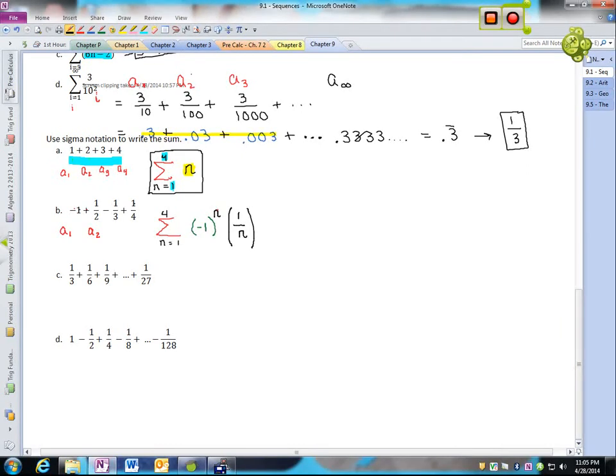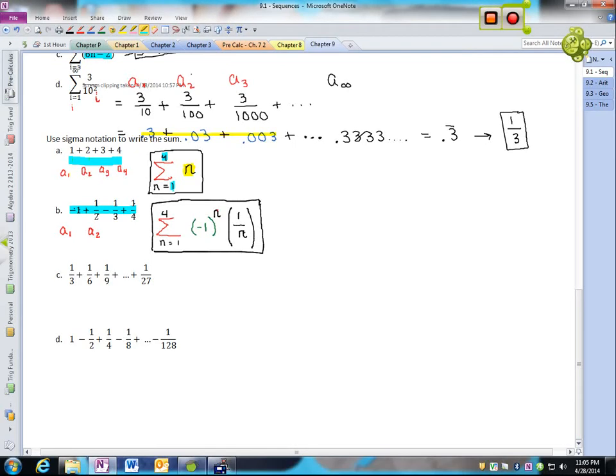Because I can plug in 1 for n, and I would get 1 over 1, which is just 1. I could plug in 2 for n, and I would get 1 over 2, which is 1/2. So on and so forth. Plug in 3, I would get 1/3. Plug in 4, I would get 1/4. This is my sigma notation to represent this sum that is happening over here for these 4 terms.